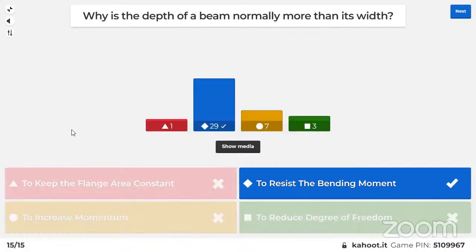All right, so the depth of a beam is normally more than its width to resist the bending moment. All right, so that's all from the curiosity quiz. Now let's check who has come to the top spots. Let's move on to the podium now.